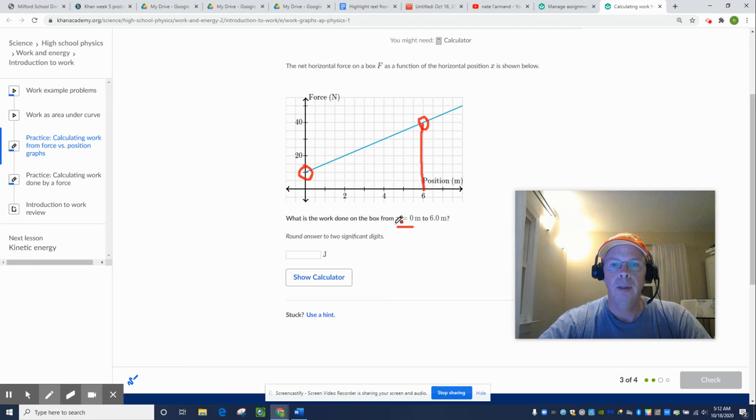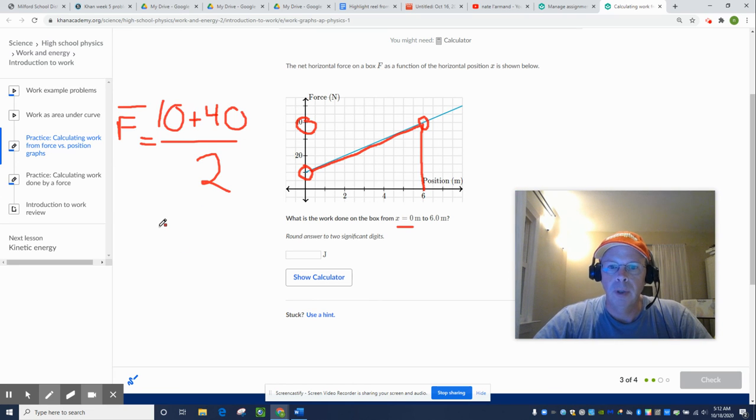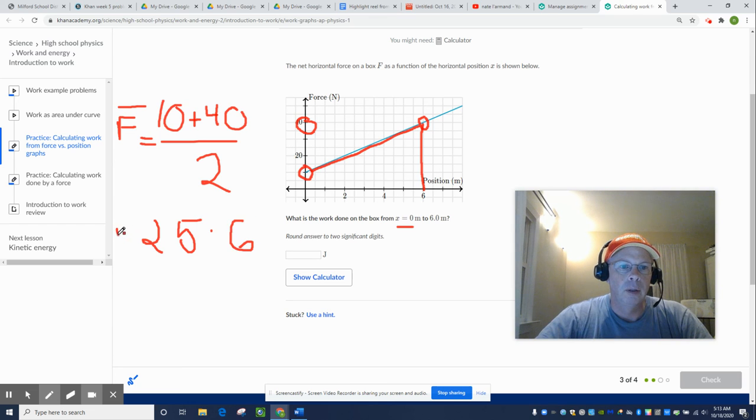All right. Yeah, so we start at 10 newtons and we end at 40. Right in between 10 and 40 is 25. All right, so the trick is you find the average force. F bar is the fancy way to say average. Because the force changes in a nice linear constant manner, you can do this. And what's 25 times 6? 150, I think. All right, so we do 25, the average force, multiplied by 6. That's the work done.